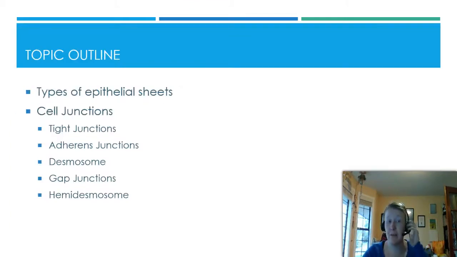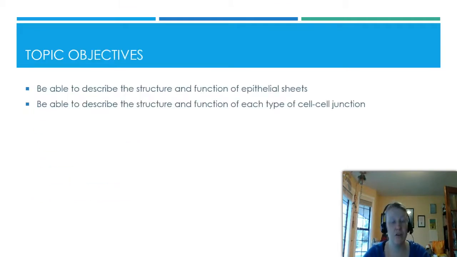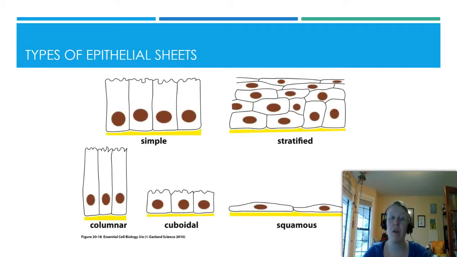We're going to talk about types of epithelial sheets, then we're going to talk a lot about cell junctions. Here's our short objective list. Please let me know if you have any questions about these, and these are what I expect you to have memorized or understood by our next exam. Alright, so let's get started with types of epithelial sheets.